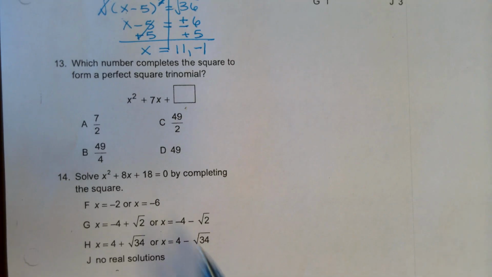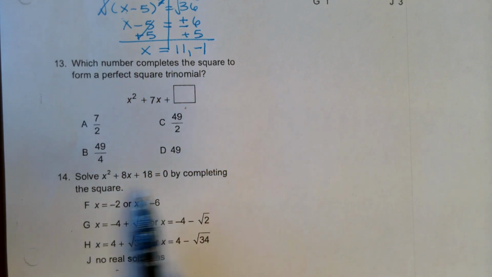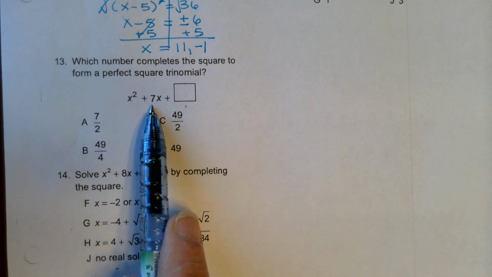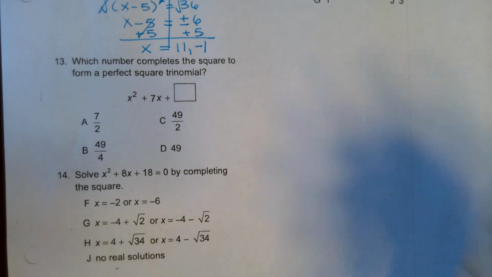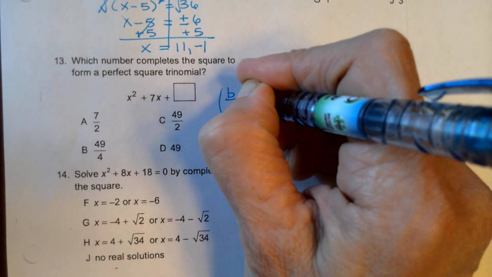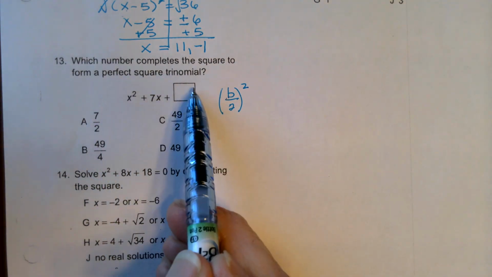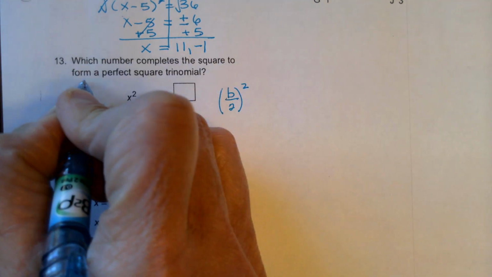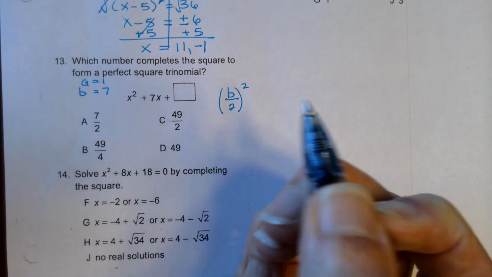All right, now, which number completes the square to form a perfect square trinomial? So we're going to be working on completing the square, but first thing we worked on was how to figure out this term right here. That was one day's lesson where we talked about how to get that. And what we learned is that you can take b divided by 2 and square it, and you will make a perfect square trinomial. So remember, a here is 1, b is 7.